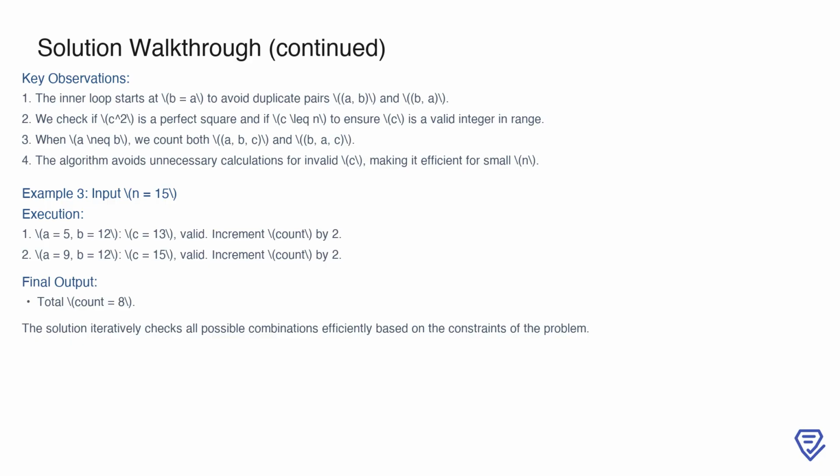For example, with n = 15, we find 2 additional valid triplets, a = 5, b = 12, c = 13 and a = 9, b = 12, c = 15, each contributing 2 to the count. This brings the final total to 8. The solution systematically identifies all valid combinations while adhering to the constraints of the problem.